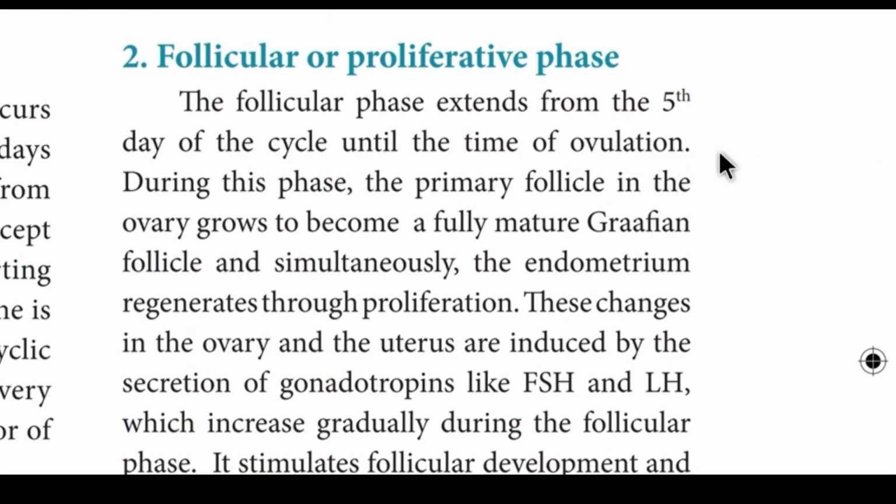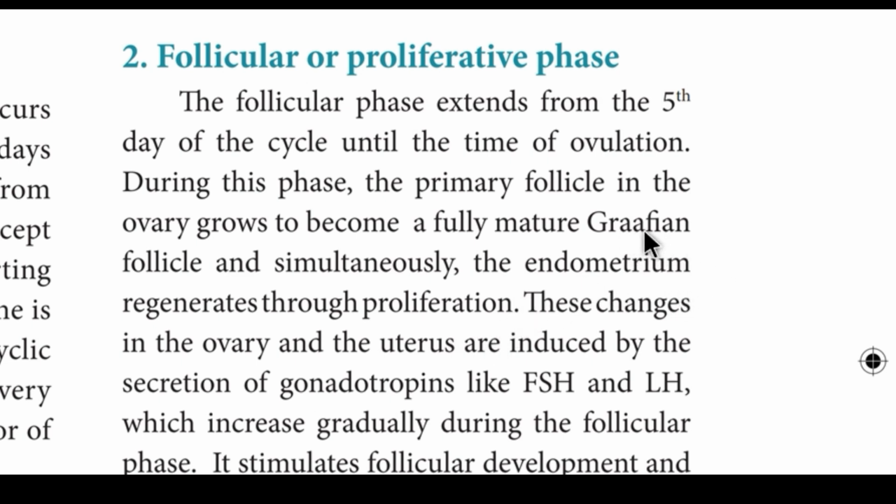What is the meaning of ovulation? The releasing of the secondary oocyte. During this phase, the primary follicle in the ovary grows to become a fully mature Graafian follicle, and simultaneously the endometrium regenerates through proliferation. That is the most important one.